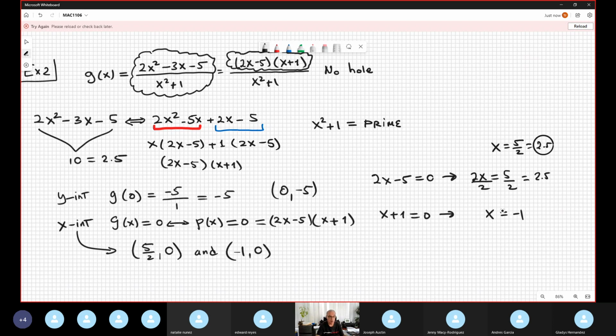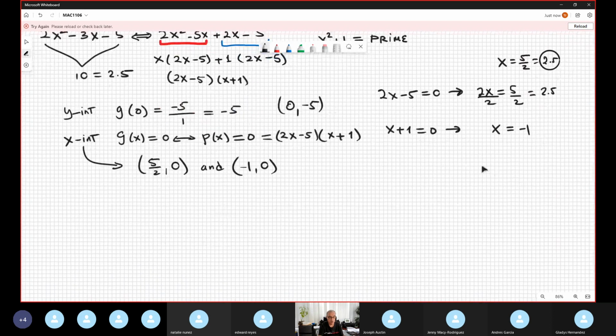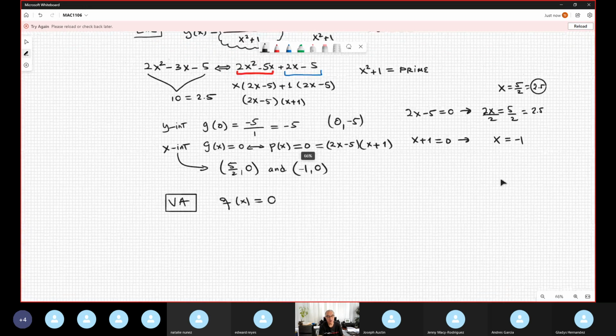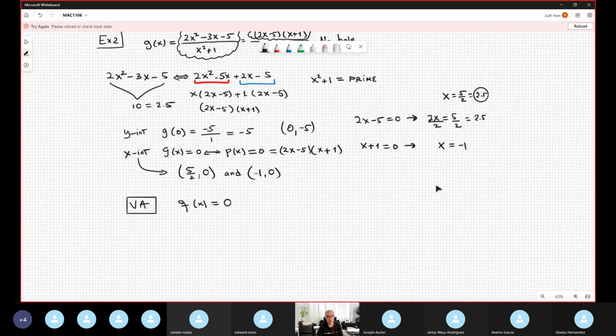Okay, we did number 1, number 2, and number 3, and now number 4. Number 4 is crucial because it's the vertical asymptote. Remember the idea: you take the polynomial q in the denominator and force it to be 0. The polynomial q in the denominator in this example is x squared plus 1.